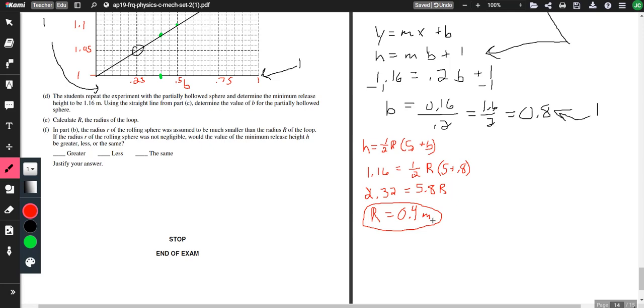Okay, so let's see. Part F. Oh, right. This is a 2-point question before I continue. You got 1 point for all of this work, and then 1 point for this.